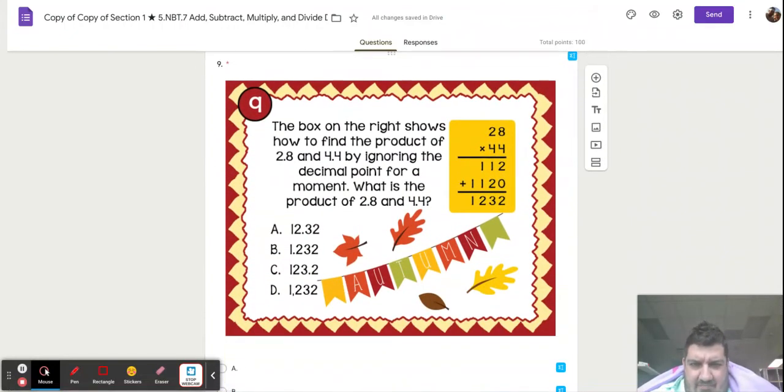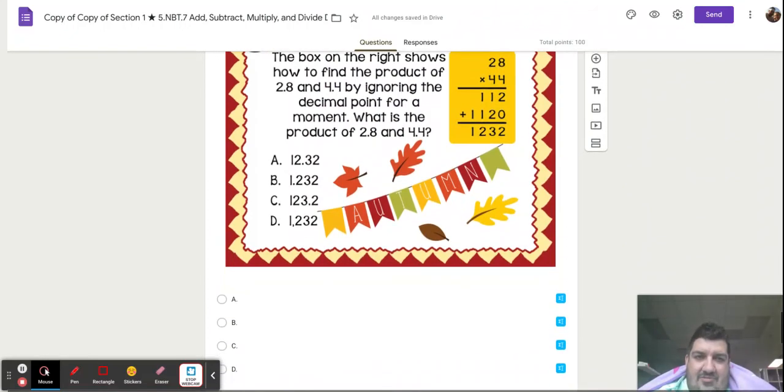All right, find the box on the right. It shows how to find 2 and 8 tenths times 4 and 4 tenths by ignoring the decimal point for a moment. What is the product of 2 and 8 tenths and 4 and 4 tenths? So basically, this number has 2 decimal places, so our number has to have 2 decimal places. So the correct answer will be A.